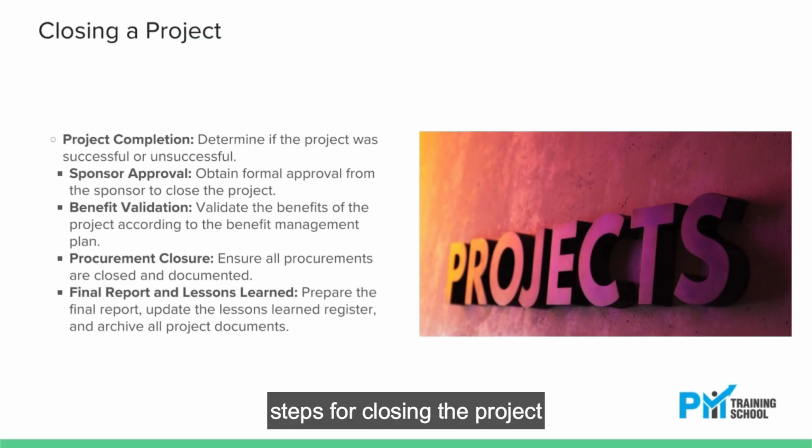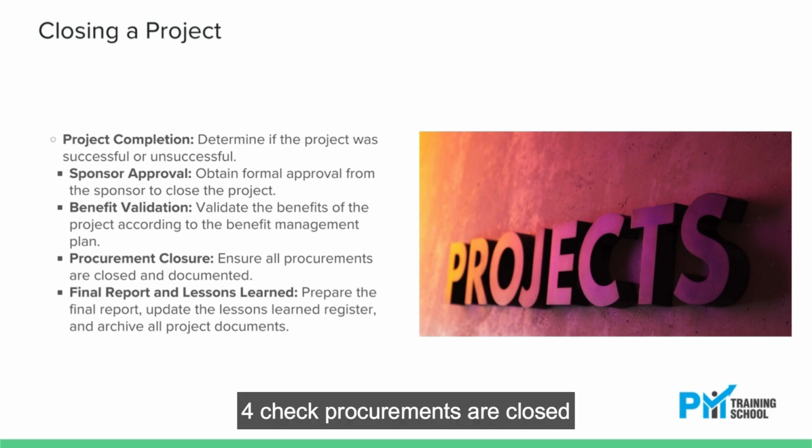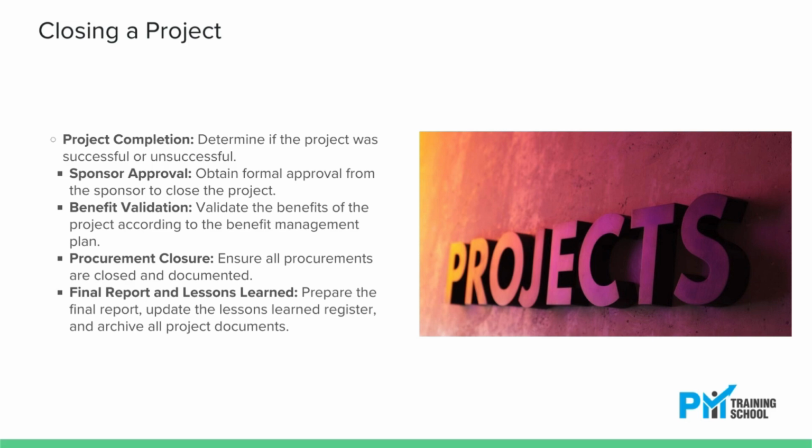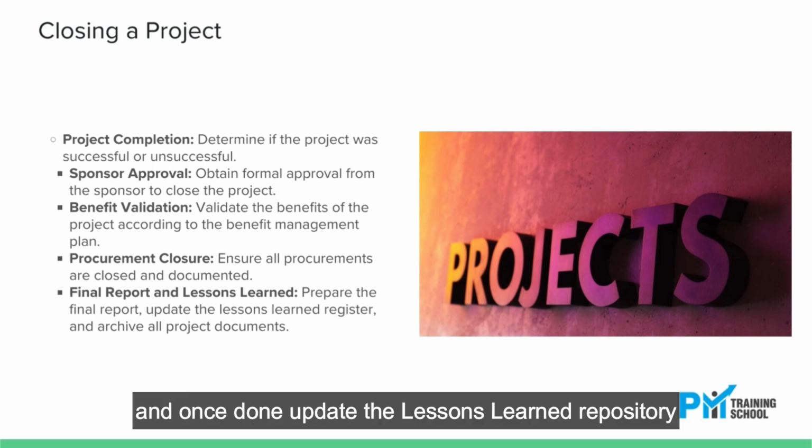Steps for closing the project. 1. Determine whether the project is successful or unsuccessful. 2. Get approval from the sponsor for closing the project. 3. Measure and validate the benefit of the project according to the benefit management plan. 4. Check procurements are closed and try to close them as much as you can. 5. Start writing the final report. 6. Start writing the lessons learned register, and once done, update the lessons learned repository.